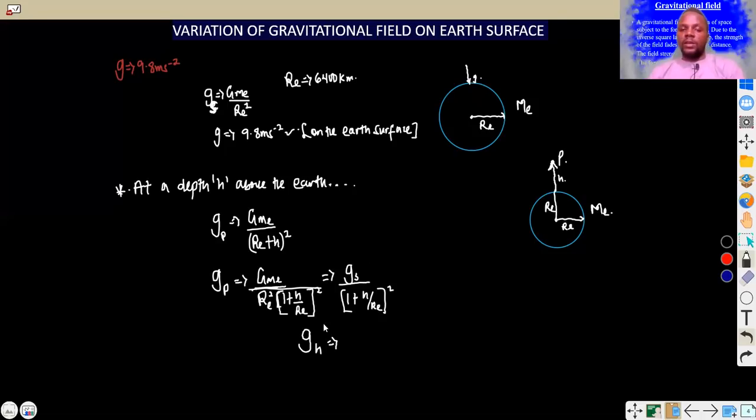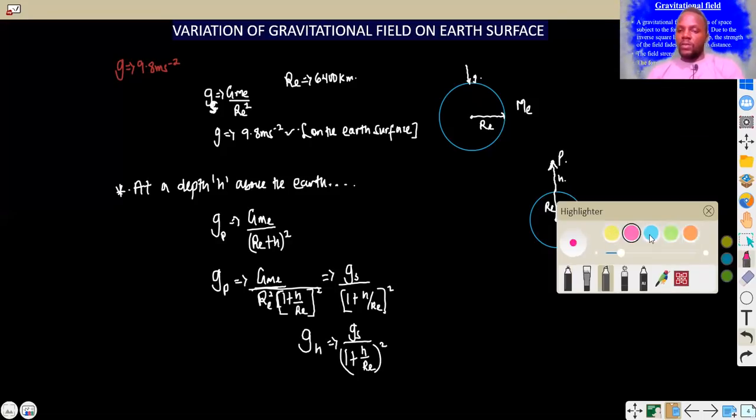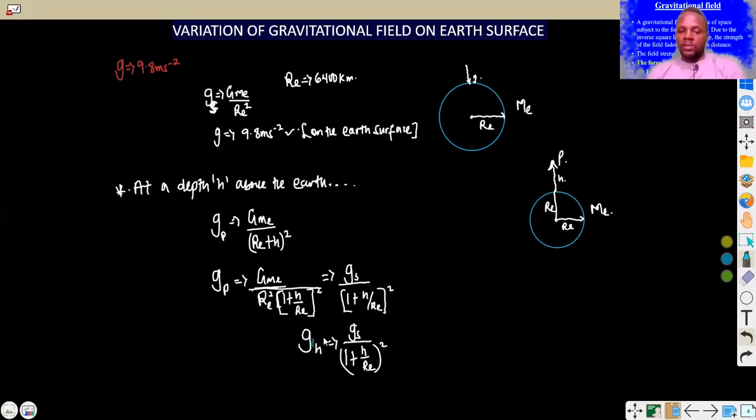Very good. We can say it's now equal to, as you can see what we have here, this expression. I'm just repeating that expression. You don't need to be panicking. This is just g_S over 1 plus, g_S stands for the g on the surface of the solid sphere, (H over R_E) all squared. So another formula to keep in your formula list, and that is why physics is so interesting. You have a lot of formulas to keep in your formula list.